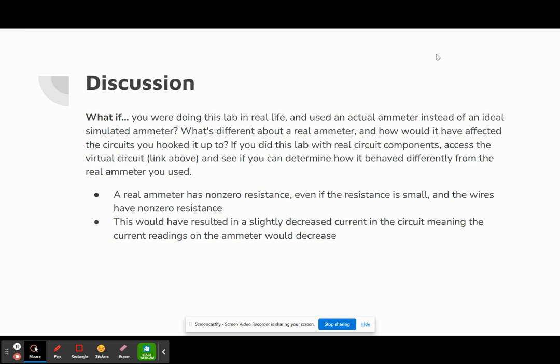When it comes to our discussion, if we were doing this lab in real life and using an actual ammeter instead of an ideal simulated ammeter, a real ammeter has non-zero resistance, even if it's small, and the wires have non-zero resistance. This would have resulted in a slightly decreased current in the circuit, meaning the current readings on the ammeter would decrease.